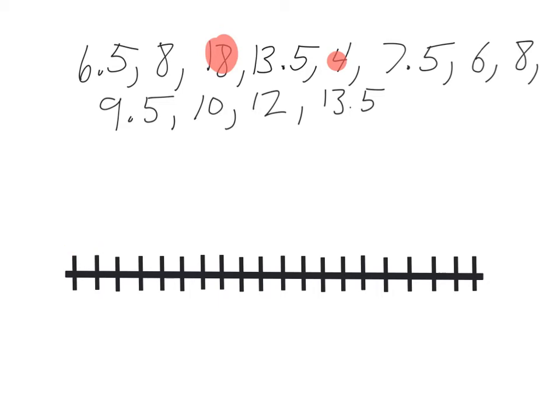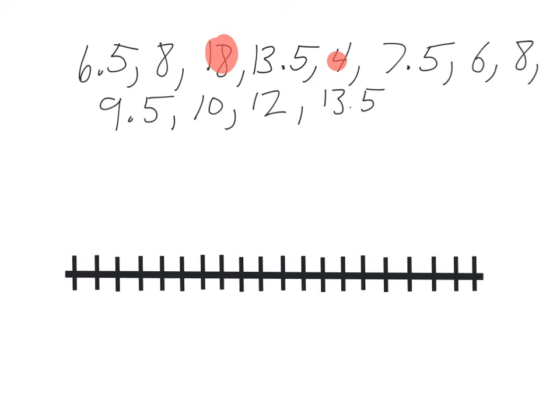4, 4.5, 5, 5.5, 6, 6.5, 7, 7.5, 8, 8.5, 9, 9.5, 10, 10.5, 11, 11.5, 12, 12.5, 13, 13.5. So I'm not reaching my highest number of 18. So I have two choices.